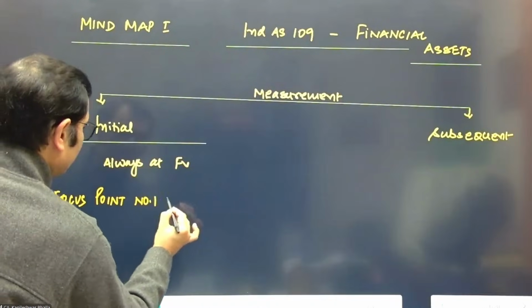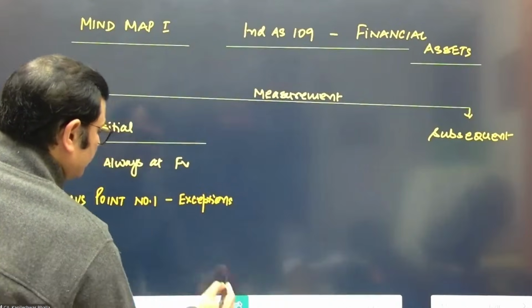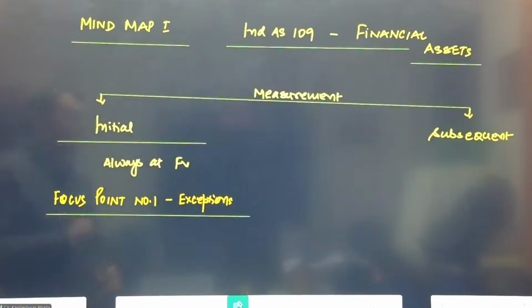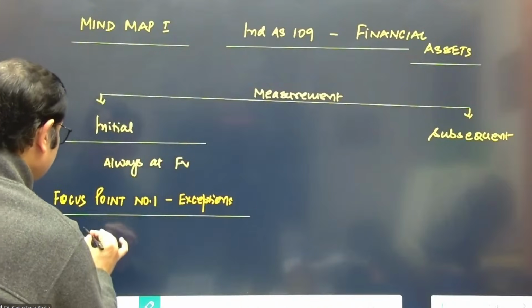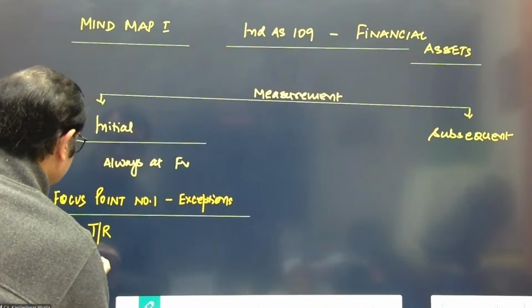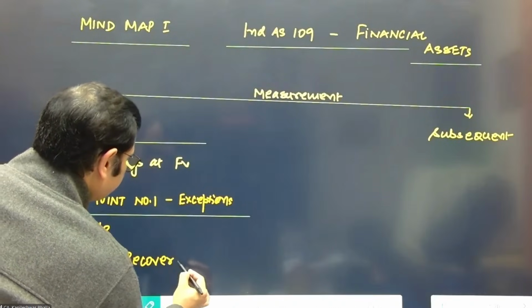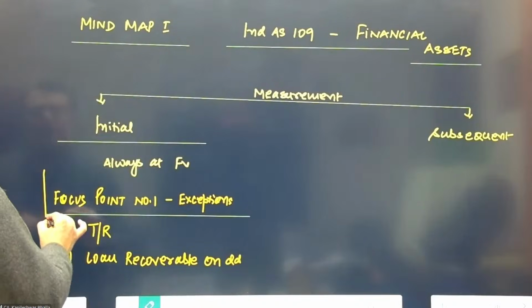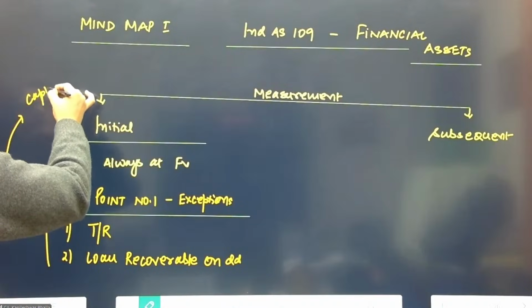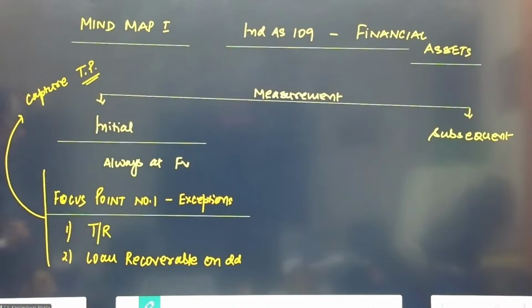And the focus point number 1 is looking at the exceptions. So basically we've got two exceptions where we're not going to consider the fair value, but we're going to consider the transaction price. So we can say the first one, as we said, is a trade receivable. And the second is if there is a loan which is recoverable on demand. So in these cases, we capture the TP. Let's put it as TP, transaction price.